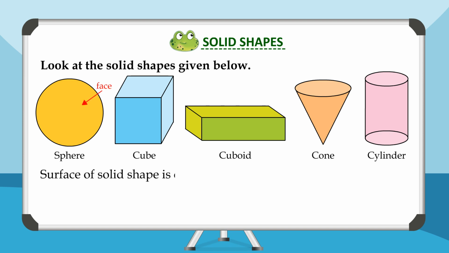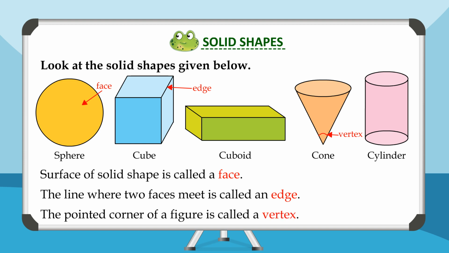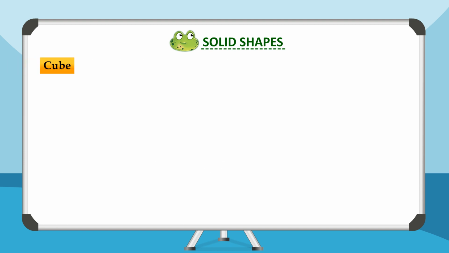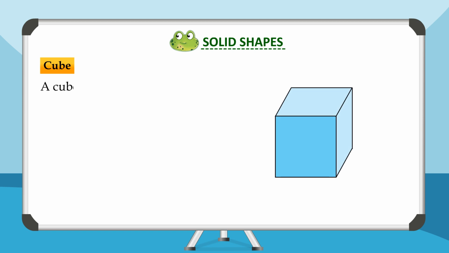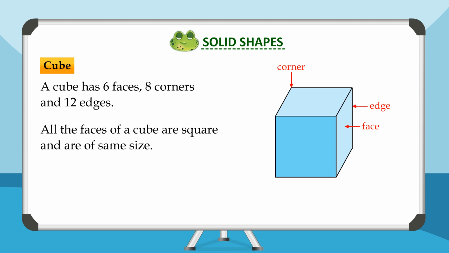Surface of a solid shape is called a face. The line where two faces meet is called an edge. The pointed corner of a figure is called a vertex. Cube. A cube has 6 faces, 8 corners, and 12 edges. All the faces of a cube are square and are of the same size.